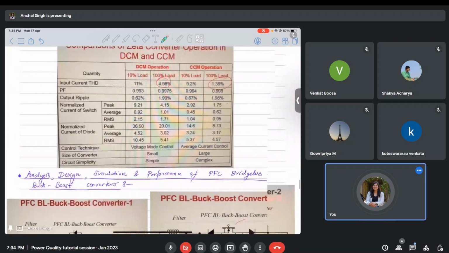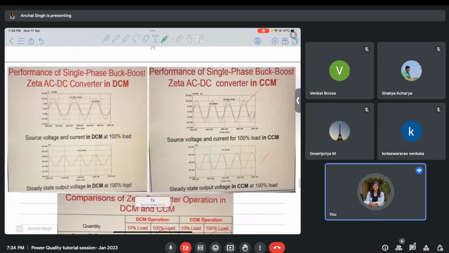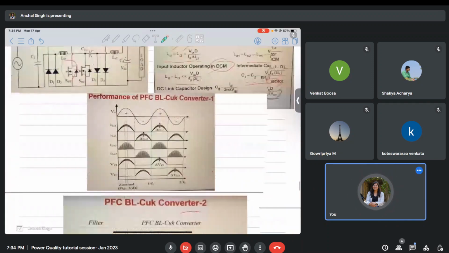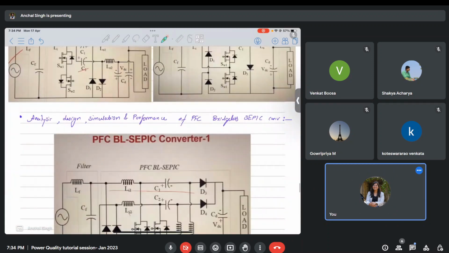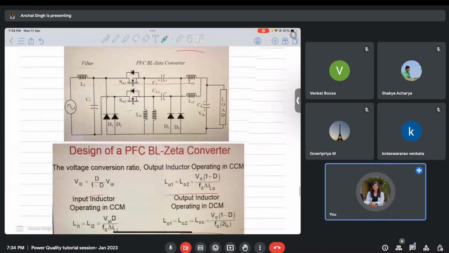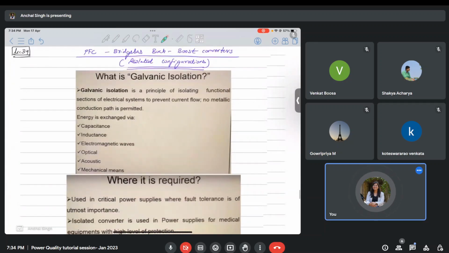So when you simulate in MATLAB, you will get waveforms like this. You will be easily able to understand the working of these converters, whether they are able to serve the purpose properly or not. Then these are other topologies for the buck boost converter. These are bridgeless topologies. Bridgeless means less number of converters.